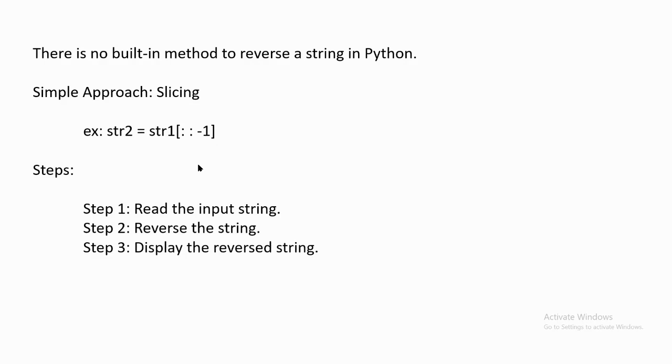Then there are 3 steps involved to complete this entire program. The first one is reading the input string, then reversing the string by using the slicing, and step 3 is displaying that output string. Let us go to the Jupyter notebook.